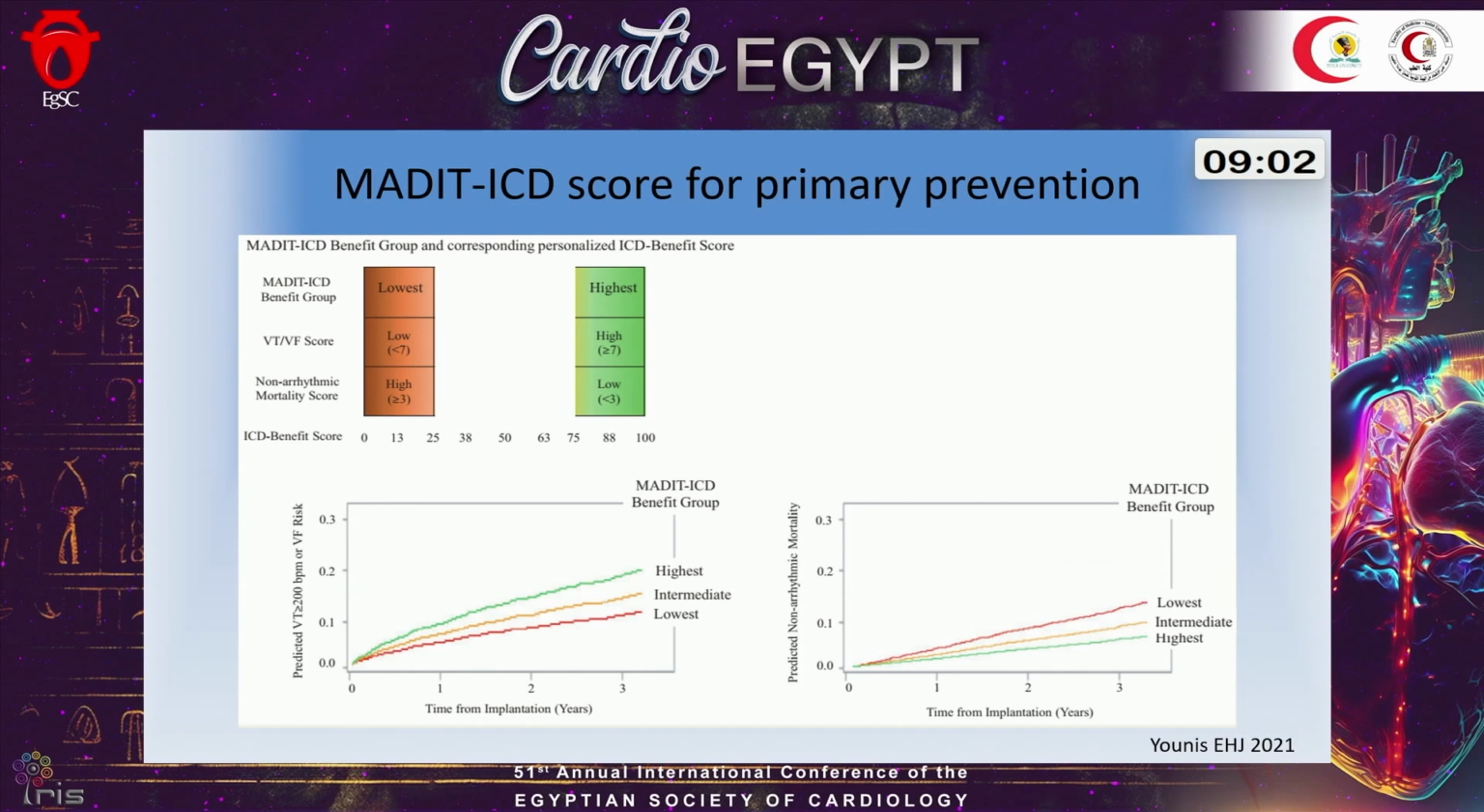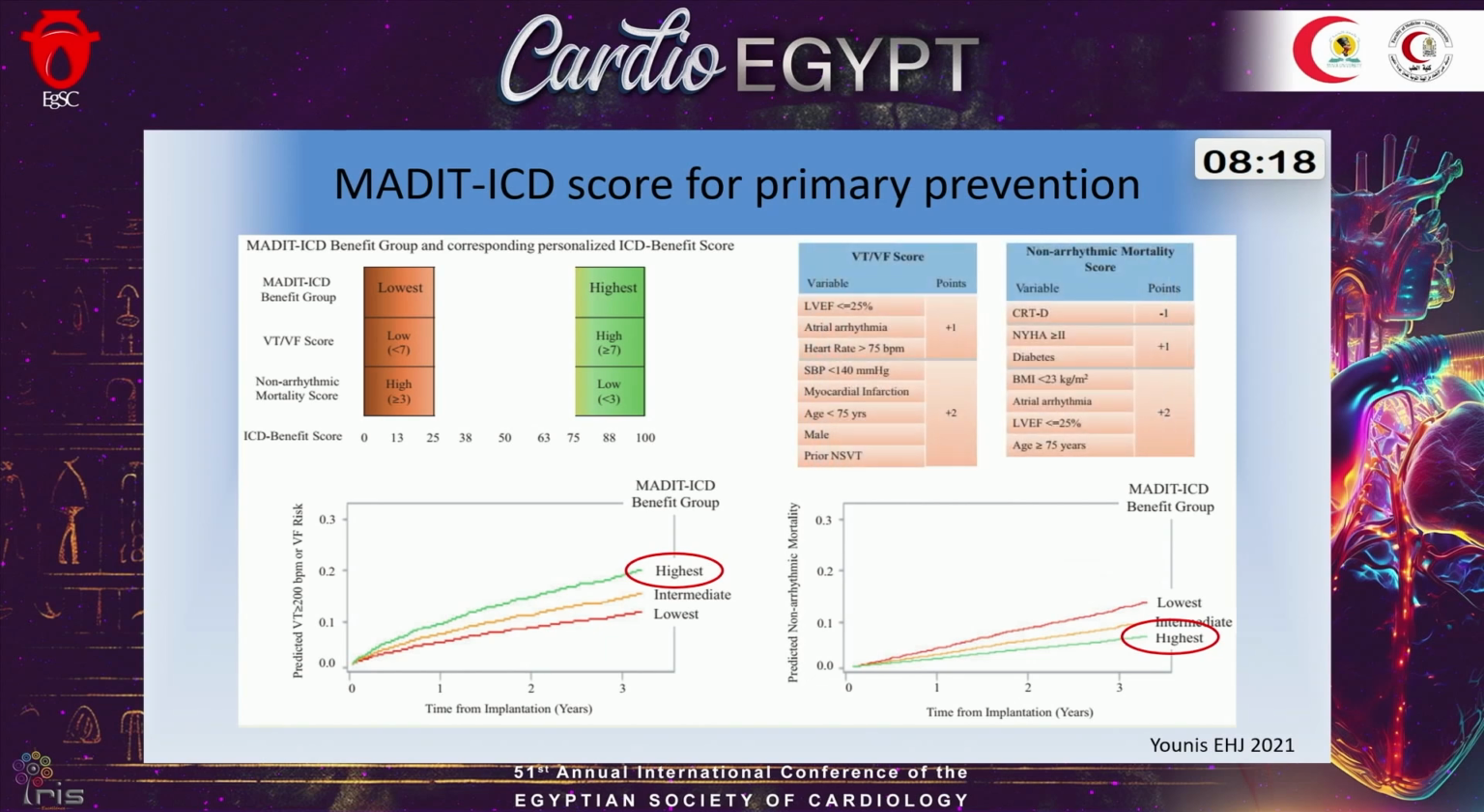There is a nice MADIT ICD score for primary prevention that was published 2 years ago, where they took all the MADIT studies and tried to calculate which is the main cause of death. And there on the left column, you see where there is the lowest benefit of an ICD: when the non-arrhythmic mortality score is high and the risk for arrhythmic mortality is low, there is not a big benefit of ICD. If the VT-VF risk is high and the non-arrhythmic mortality is low, like here, then the patient would benefit really much from the ICD therapy.